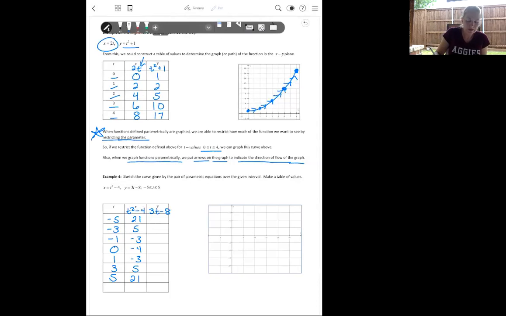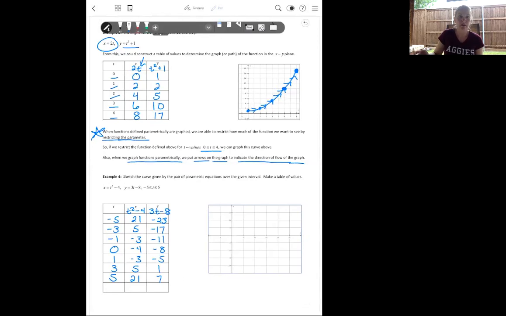3t minus 8, plugging in -5 gives us -23. The next one was -17, -11, -8. And again, that would be 3 times 0 minus 8 gives us -8. 3 times 1 minus 8 gives us -5. 3 times 3 minus 8 gives us 1. And 3 times 5 minus 8 gives us 7.